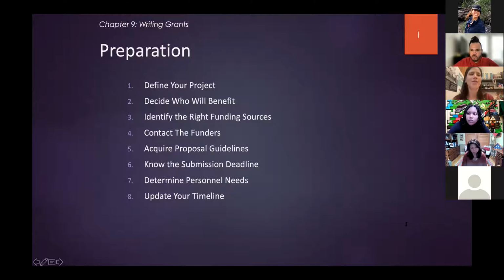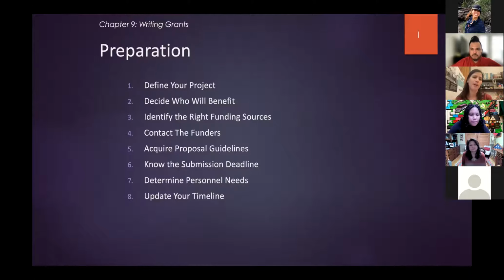Luckily for you guys, you have been preparing. We already have our mission and our vision. We already have some of the things that we are going to do. Some of you have already gotten letters of support. So we have been working on these little pieces here and there in order to be able to assemble something.